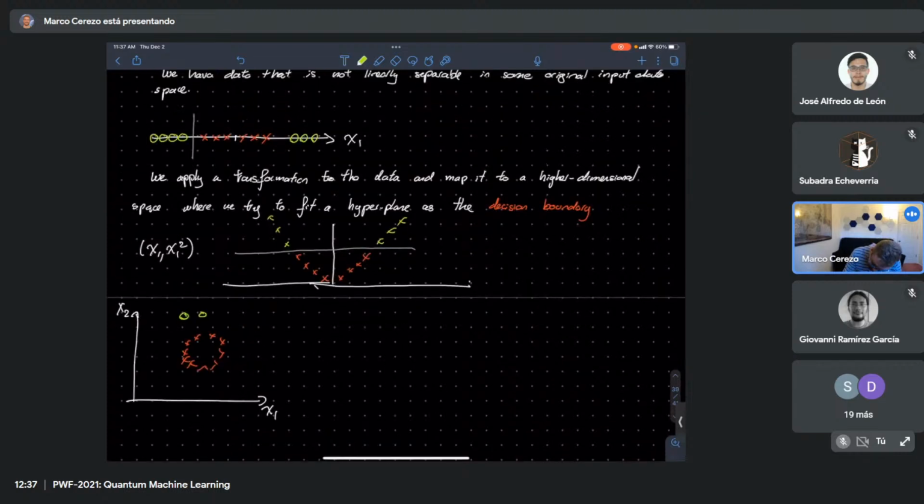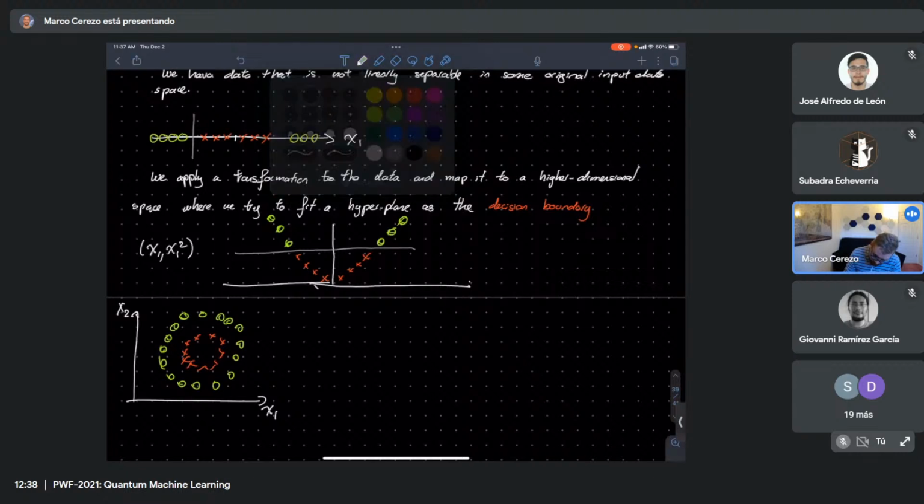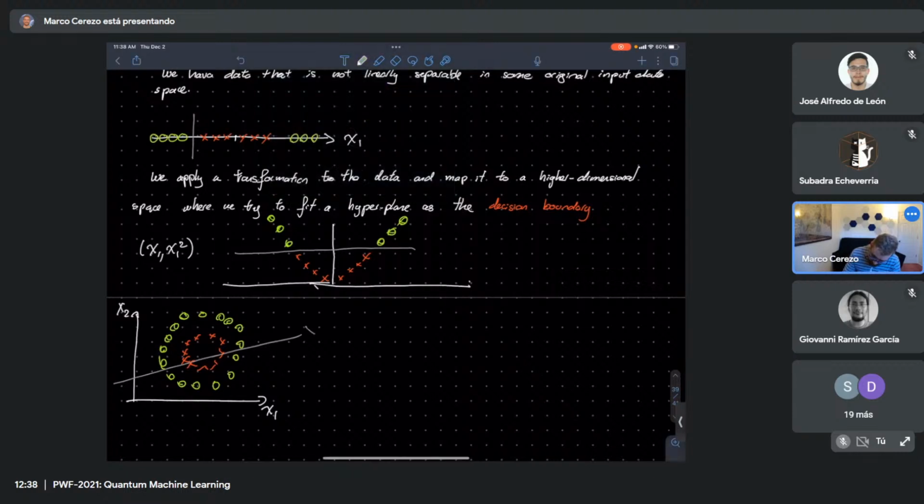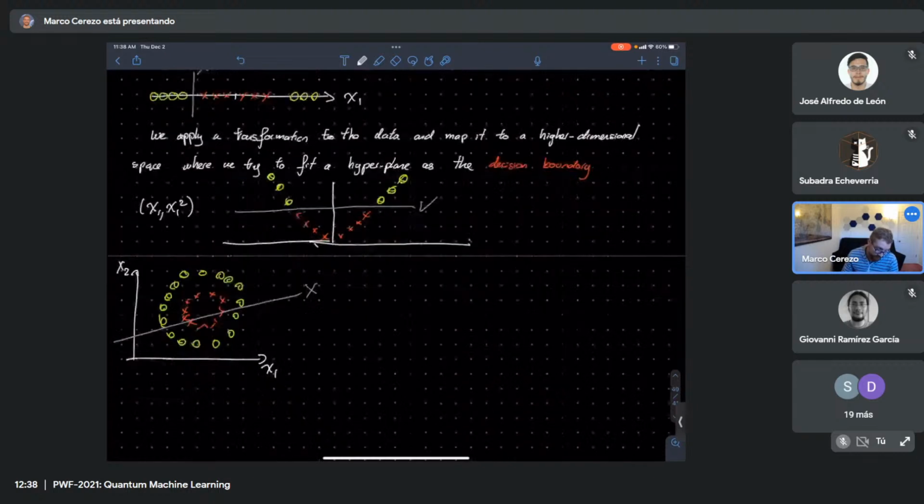Oh, I should have done circles here, shouldn't I? Yep, so we have colors. Right? There is no plane that I can draw through here that allows me to do the linear classification.